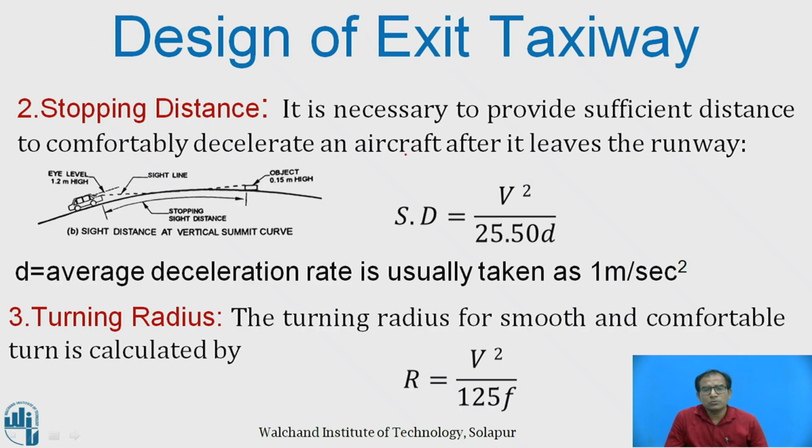Stopping sight distance: to observe whether a vehicle is standing on the runway or on the taxiway, both should be visible well in advance. The stopping sight distance is taken as v square by 25.5 d, where d is the average deceleration rate, taken as 1 meter per second square. Once we calculate the length of the taxiway, we should see that it is more than the stopping sight distance. This distance is available for a vehicle to see another vehicle, whether on the runway or on the taxiway. The turning radius, we know, is v square by 125. With this we calculate the radius.